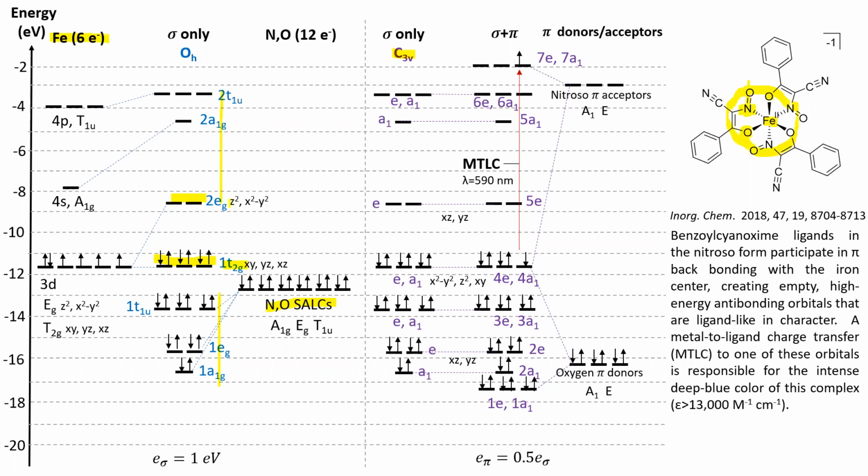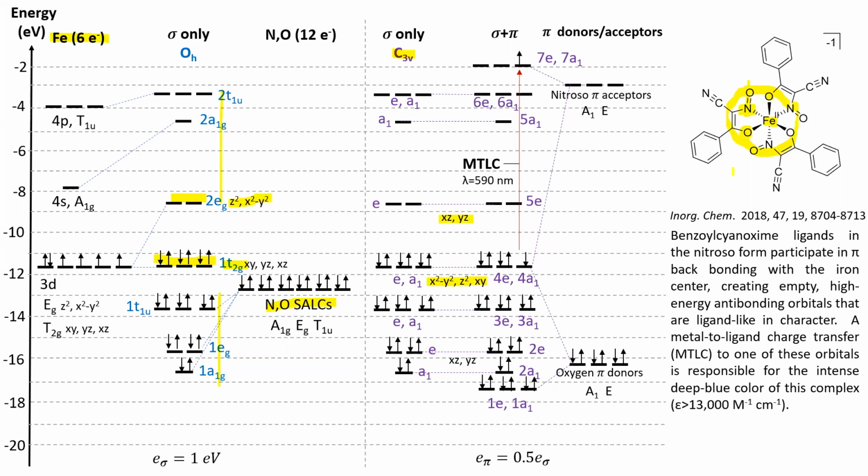In octahedral symmetry, the z squared and the x squared minus y squared orbitals interact with the ligands. But when we switch the z-axis to the C3 axis, it's actually the xz and the yz orbitals that interact with the ligands, and the x squared minus y squared, z squared, and xy orbitals that are unperturbed.